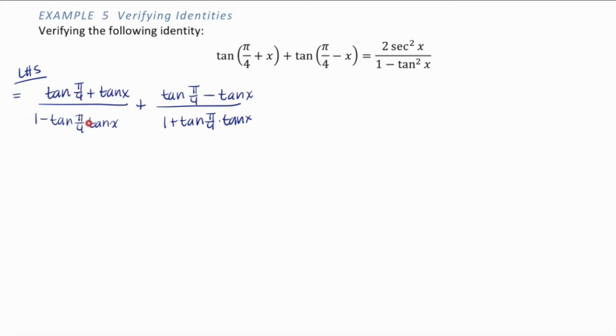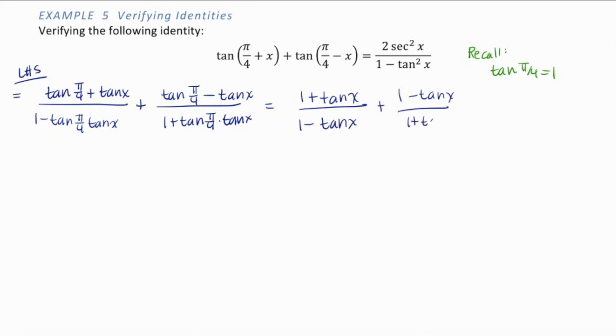This expression is equivalent to this. This expression is equivalent to this, and we're summing them together. So this becomes, so recall, tangent of pi over 4 equals 1. So this is 1 plus tangent of x divided by 1 minus tangent of x plus 1 minus tangent of x divided by 1 plus tangent of x.